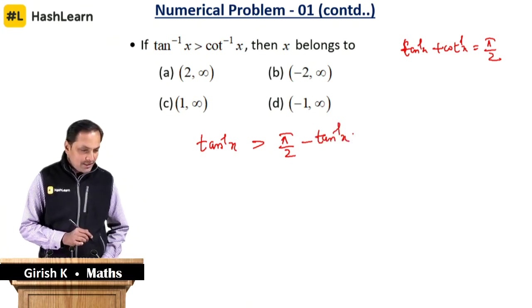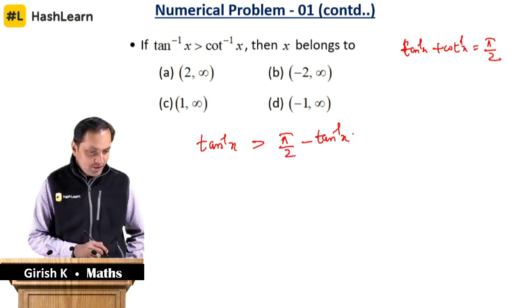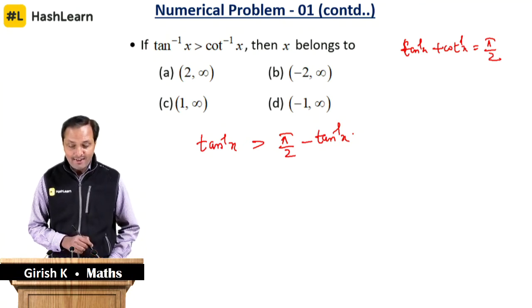Yes, option C. Who is giving? Akshat is giving option as C. Himanshu is giving option as C. Let's see what exactly the option is.